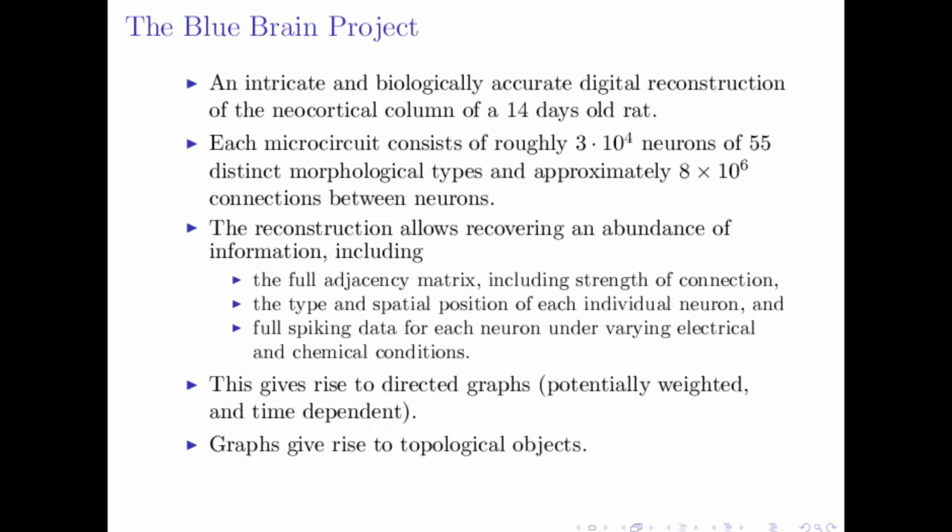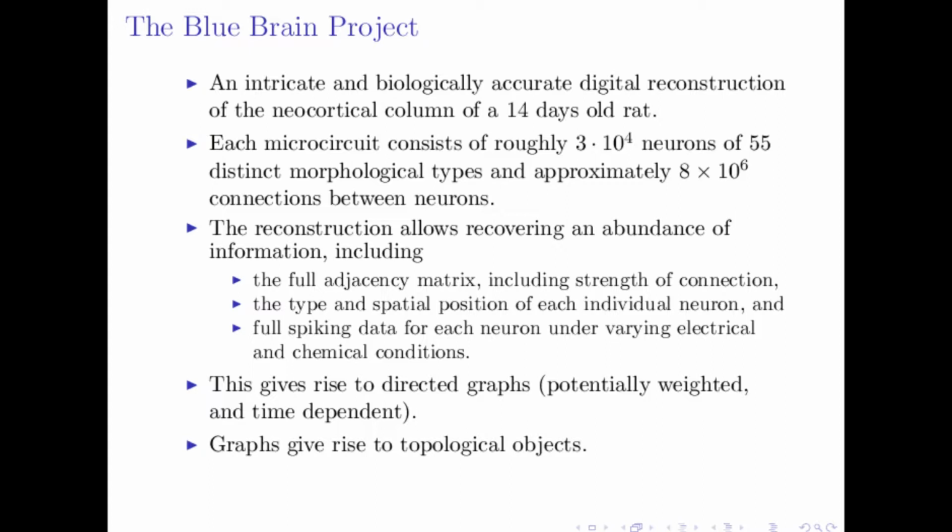Okay, so what do we have? We have access to the Blue Brain project reconstruction. So we have that it's built, as I said, a biologically accurate digital reconstruction of the neocortical column. That is, I'll explain what it is in a minute, of a 14 days old rat. Okay, and now each one of these columns consists of about 30,000 neurons with about 8 million connections.